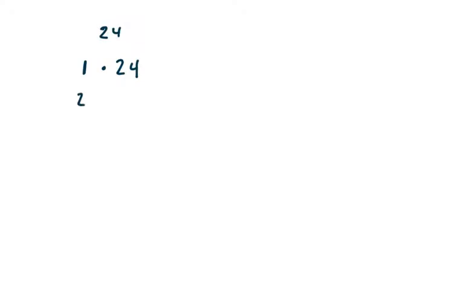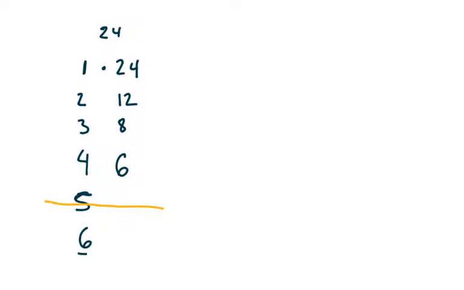So the next one would be 2. 24 divided by 2 is 12, so that works. 24 divided by 3 is 8, that works. You're seeing that knowing your multiplication tables is very important. 24 divided by 4 is 6, that works. And 24 divided by 5 does not work. 5 does not go evenly into 24, so that's fine, cross it out. 5 doesn't work, we're going to go on to 6.